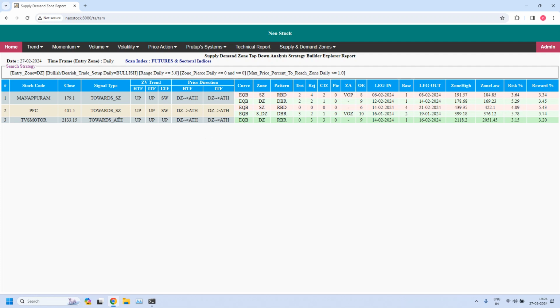But all these zones are not traveling towards the demand zone. They are traveling towards either supply zone or all-time high.